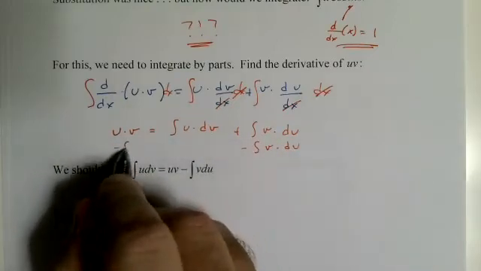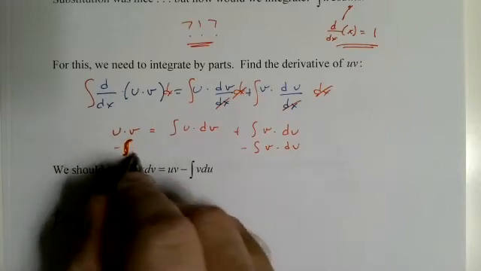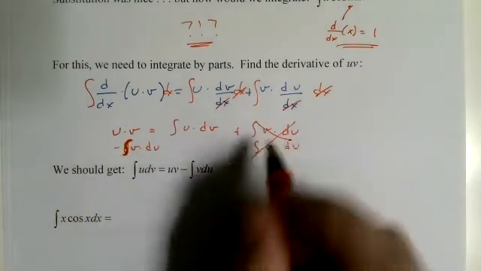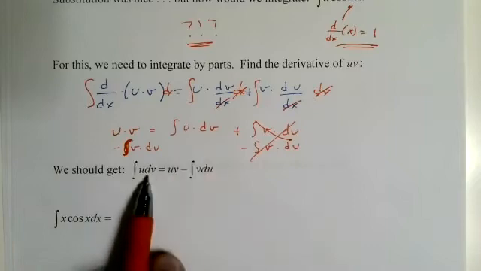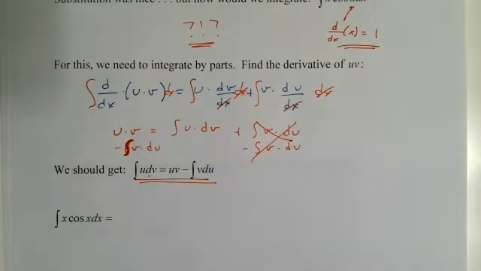By the way, I have no idea what's happening here. I don't know why I put an F in there. That should be a v du. So that's gone. And we get this formula: the integral of u dv equals uv minus the integral of v du. Great, that's just the formula. What are we supposed to do with that?